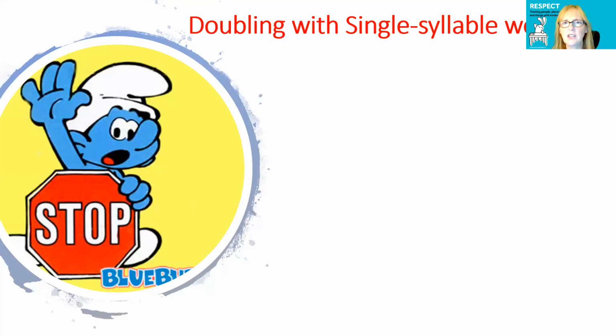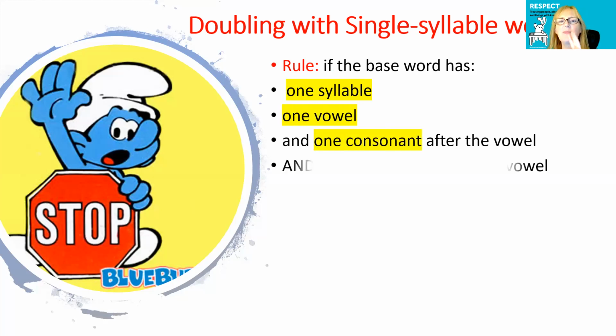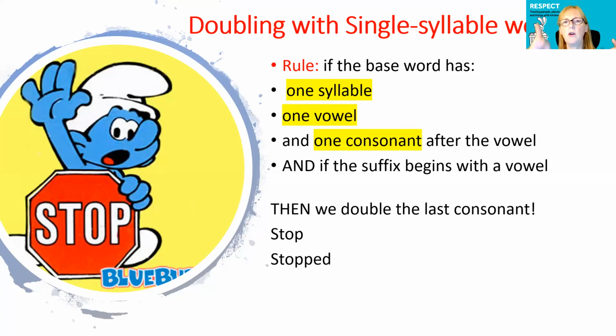All right. This is just a quick reminder, doubling with single syllable words. Rule: if the base word has one syllable, one vowel, and one consonant after the vowel, and if the suffix begins with a vowel, either ed, ing, er, then we are going to double that last consonant. So there's the word stop. It's got all the rules. It has one syllable, one vowel, one consonant after. And we're going to double the P and add ED. Or stopping. Also, the ing starts with a vowel. So both ways, we're going to have to double the P and then add the ending.